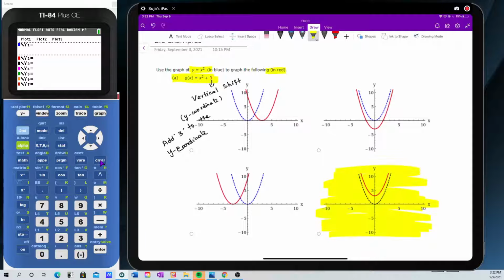Because I can clearly see that I have 1, 2, 3. So this is the third point where the graph is shifting up. So this is the answer to this question. And it's a vertical shift.